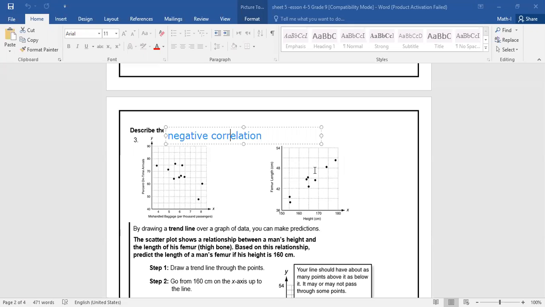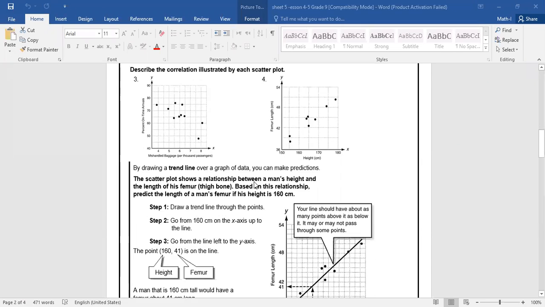What about this one? Question number 4, it will be a positive correlation. By drawing a trend line over a graph of data, you can make predictions. So as I said in the previous part, we can use trend lines to predict the data.